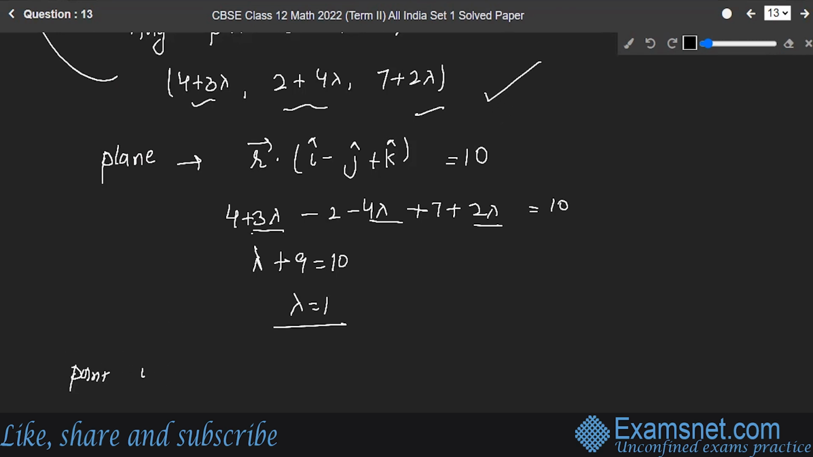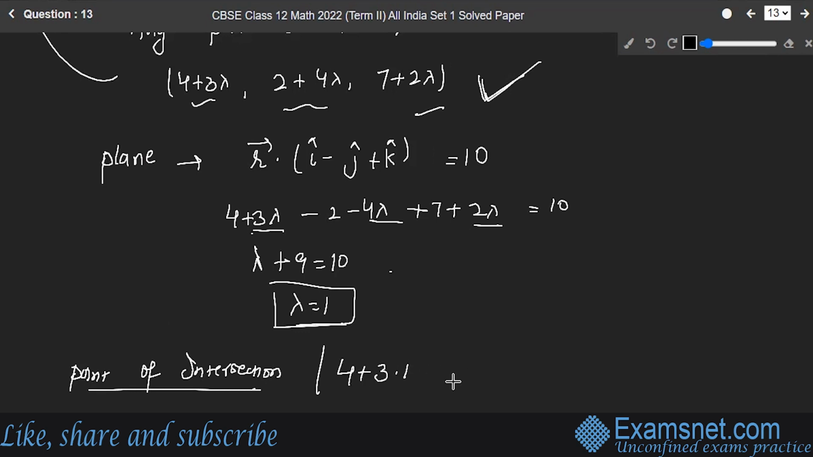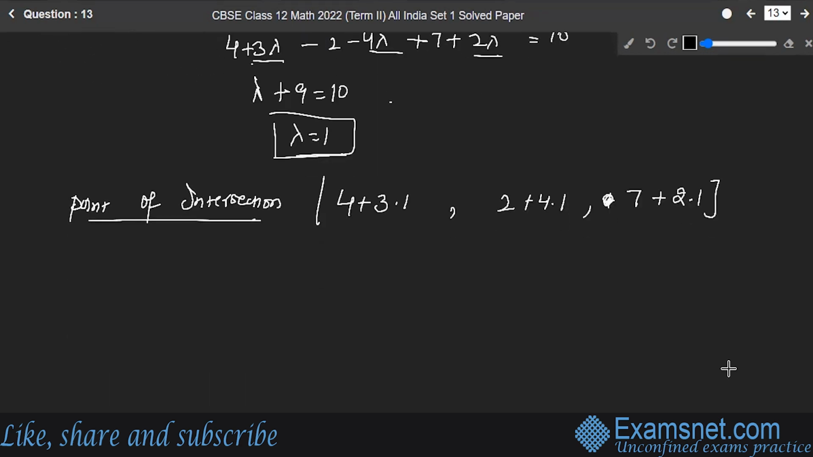So the point of intersection is where this line and the plane are meeting each other. I fill the general coordinates of any point of this line into this plane to get the value of lambda. And this was already taken as the point of intersection. So the point of intersection will be 4 + 3 into 1, 2 + 4 into 1, 7 + 2 into 1. Hope you got that. And this point of intersection will be (7, 6, 9). This is the point of intersection.